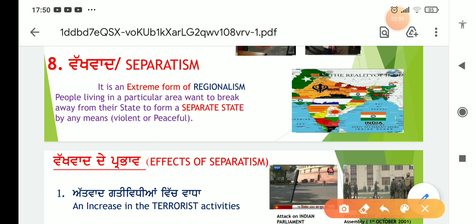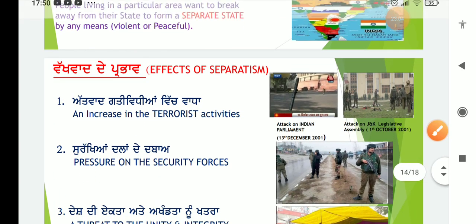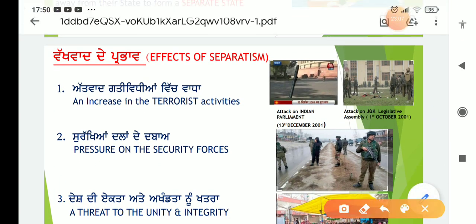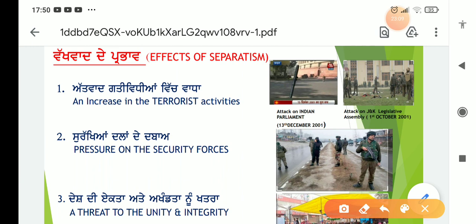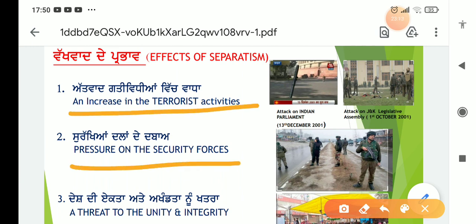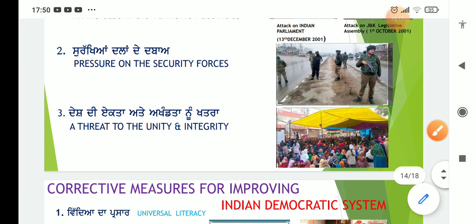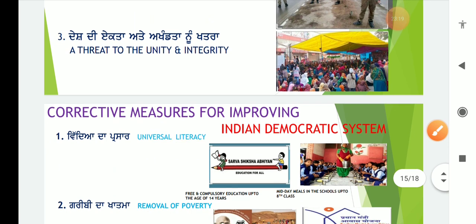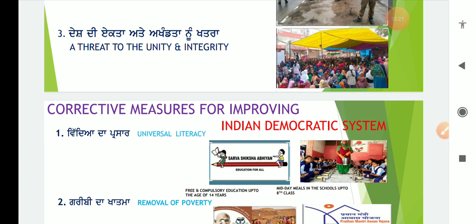People living in a particular area want to break away from their state to form a separate state by means of peace or violence, right? Both means. What are the effects of separatism? Its effects are an increase in terrorist activities, pressure on the security forces, and a threat to the unity and integrity of the country. So separatist movements should not be supported because they lead to the disintegration of the country.